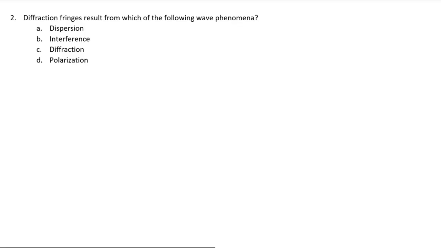Finally, as I emphasized earlier, diffraction fringes are actually created by wave interference. For example, in the double-slit experiment, waves are diffracted and then interfere with each other, causing a pattern to appear on a screen. Therefore, the correct answer must be option B.